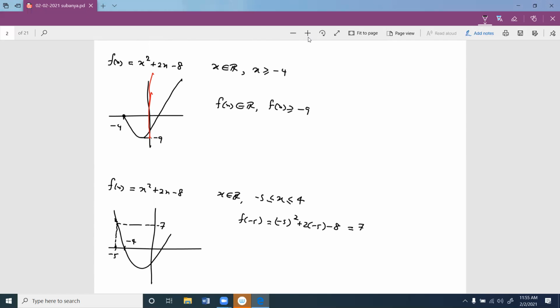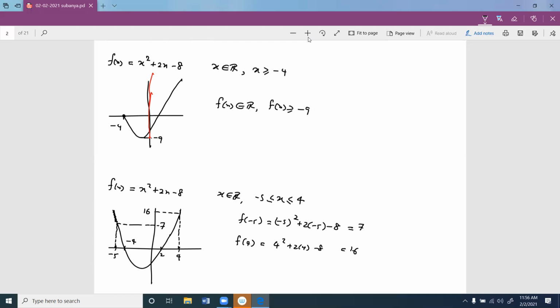This part is not there. Right, okay. Then for this side, the graph goes up to where? 4. If I put 4, see what the answer for f(4) is. f(4) is equal to 4 squared plus 2 times 4 minus 8. 16 plus 8 is 24. 24 minus 8 is 16. Okay. So this value has gone up to 16, but here it's not in the scale. Okay, then this value is how much?